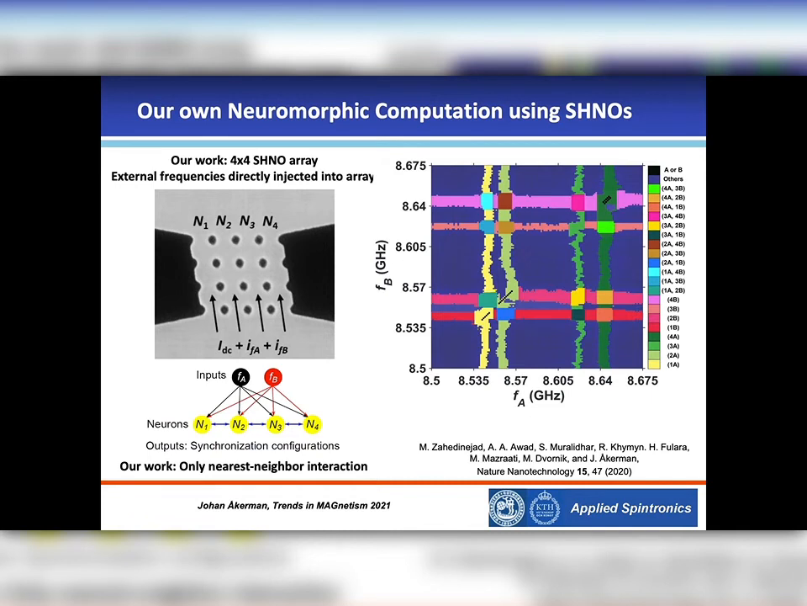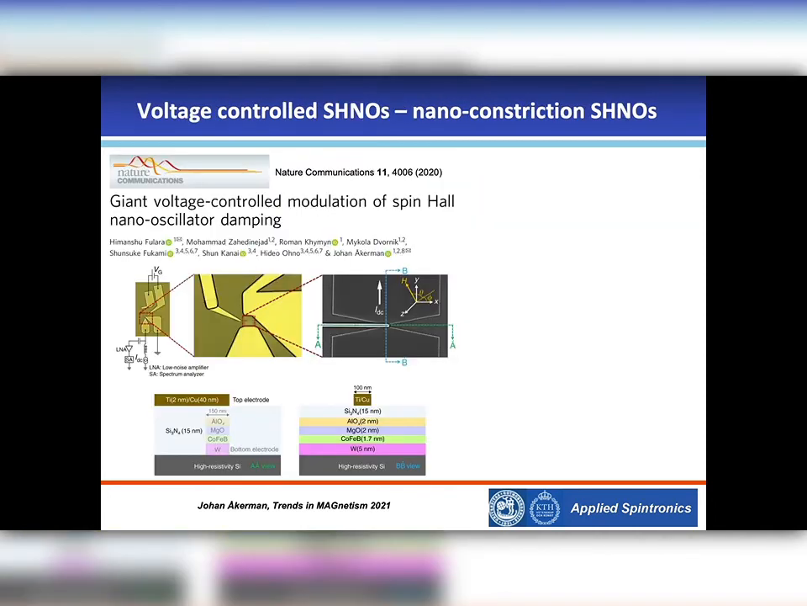So what we have done recently is look into how to use voltage control to do exactly that. And one important demonstration was done by Himanshu Fulara last year. Earlier, he had shown that he could generate propagating spin waves in tungsten cobalt iron boron spin-Hall nano-oscillators. Because if you make the cobalt iron boron layer very thin, you will be able to increase its perpendicular magnetic anisotropy, which eventually will lead to propagating spin waves also in nanoconstriction spin-Hall nano-oscillators.